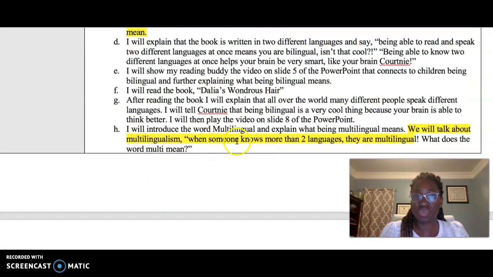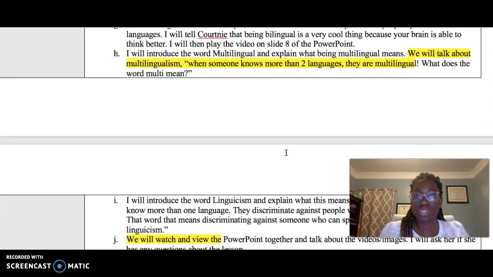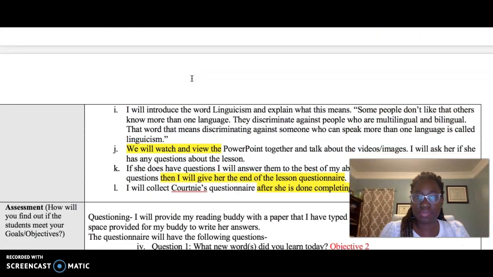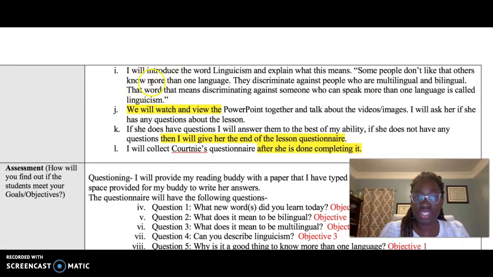She's introducing the word multilingual. What does that word part multi mean? That's another standard if you wanted to, setting in prefixes. Multi. Then she's still modeling, and she's going to introduce other terms. That's all I do.